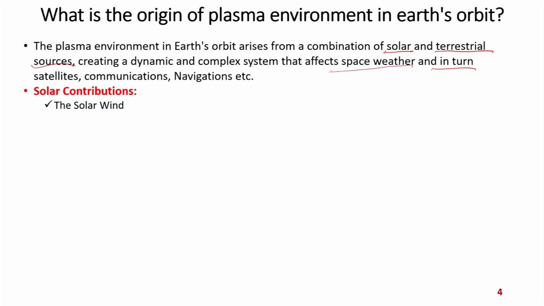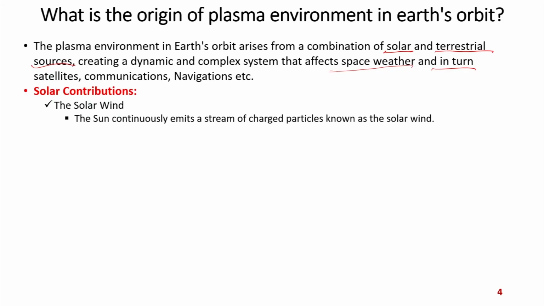The solar contribution is the solar wind, and the sun is continuously emitting a stream of charged particles. This is the solar wind, already covered. And you have seen this wind becomes strong whenever there is sun activity during solar maximum. These are called the coronal mass ejection, then solar flare, then solar energetic particle events. At that time the solar wind becomes a solar storm.